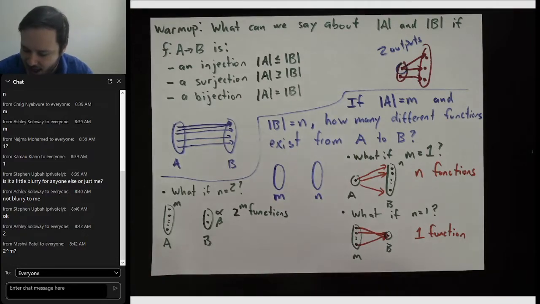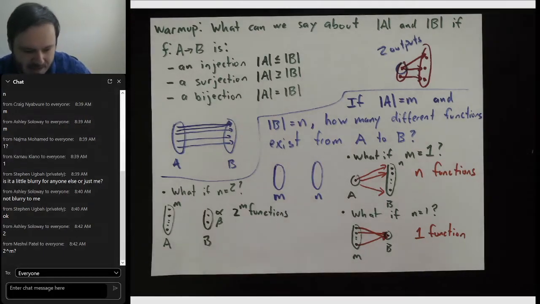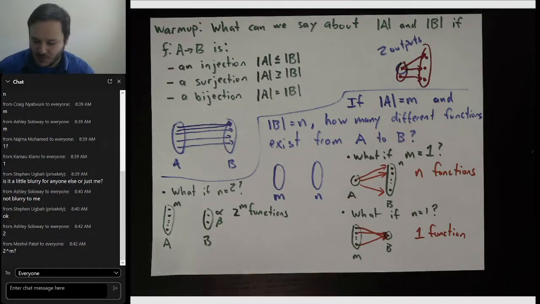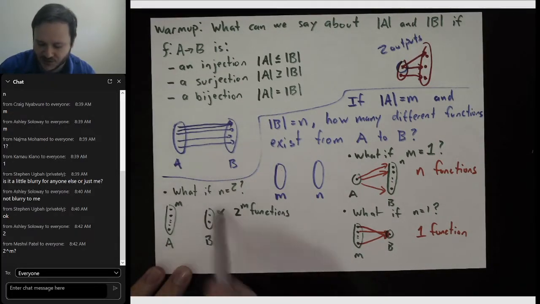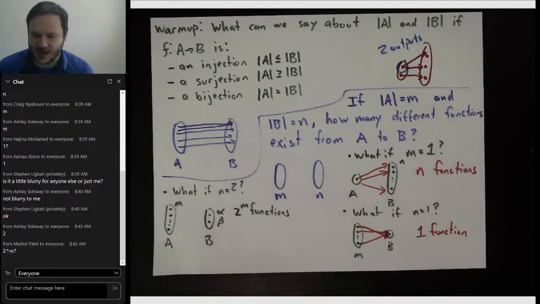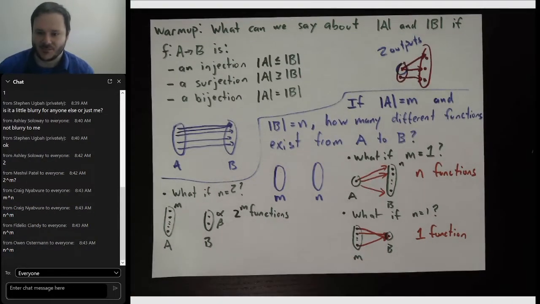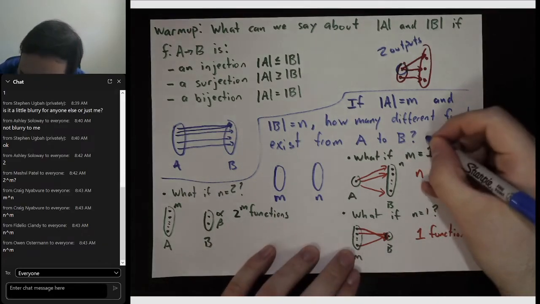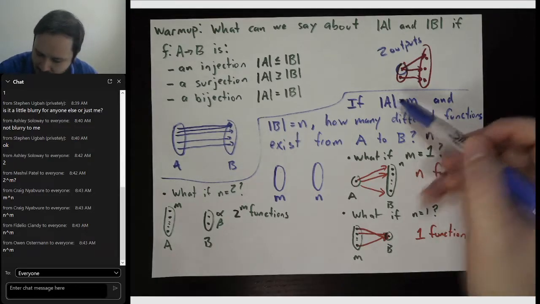Okay. So now let's go back to the original question. If A is m and B is n, how many functions do I have? I want to make sure my answer matches all of these cases. And I want to think about the lessons I learned from this case. How can I answer that question? M to the n, close, not quite right. That wouldn't match 2 to the m. N to the m, there we go. There are n to the m different functions from A to B.